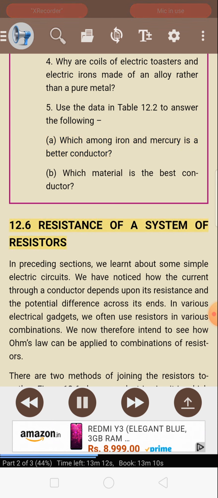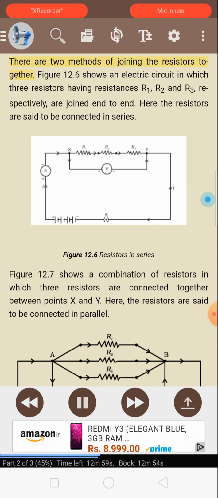12.6 Resistance of a system of resistors. In preceding sections, we learned about some simple electric circuits. We have noticed how the current through a conductor depends upon its resistance and the potential difference across its ends. In various electrical gadgets, we often use resistors in various combinations. We now therefore intend to see how Ohm's law can be applied to combinations of resistors. There are two methods of joining the resistors together.